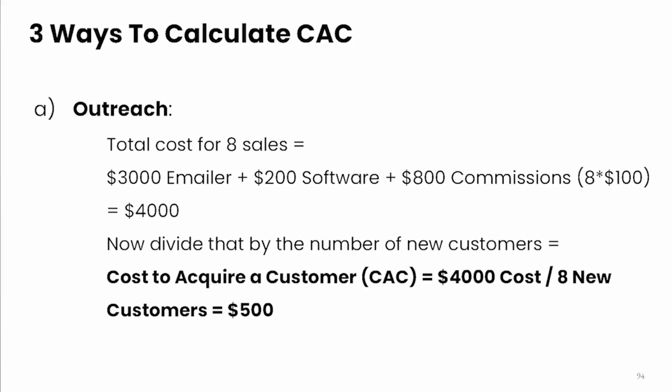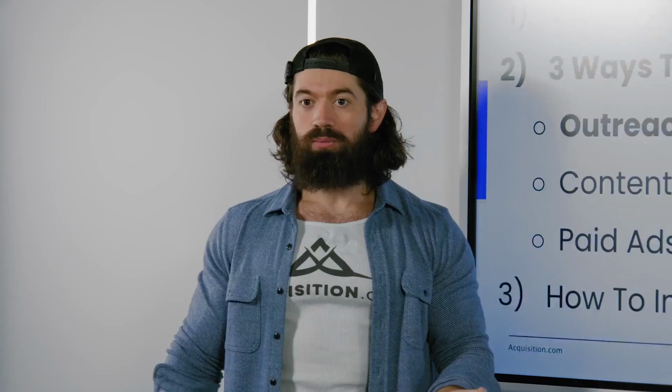So the total cost for 8 sales means that you have a $3,000 emailer plus $200 software plus $800 in commissions, which is the 8 sales times $100, equals 4 grand. All right, so now we divide that by the number of new customers, which is $4,000 divided by 8 new customers equals $500 per sale. So CAC is $500 in this outreach example.